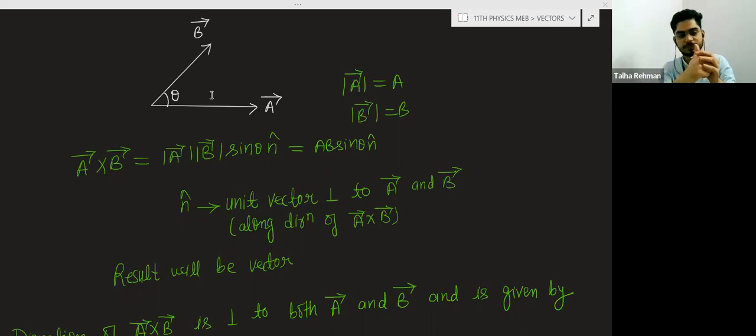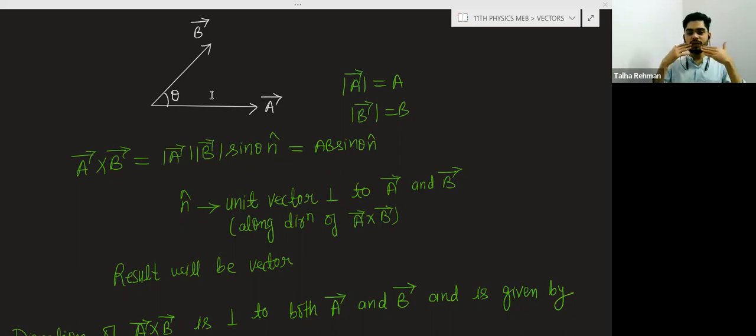My thumb is coming towards my face, meaning coming towards me, like something coming out of the screen. So the direction will be outwards. Something coming towards me means the outward direction, and something going away from me means the inward direction. I am the observer, and something is coming towards me, so I will say this is the outward direction.